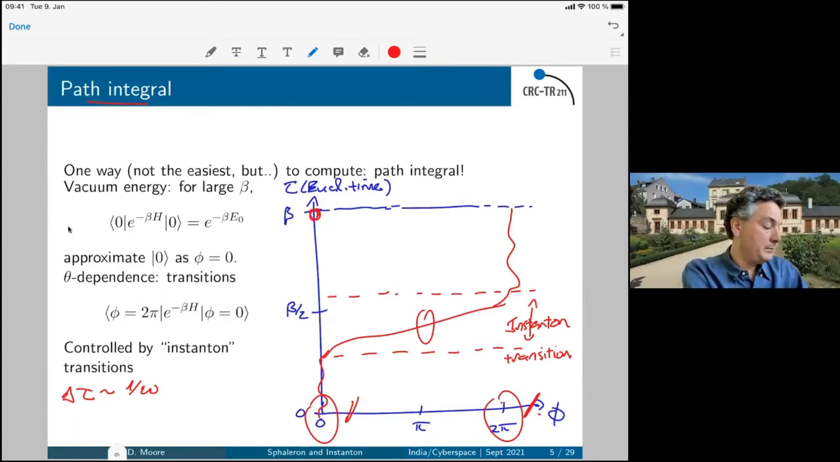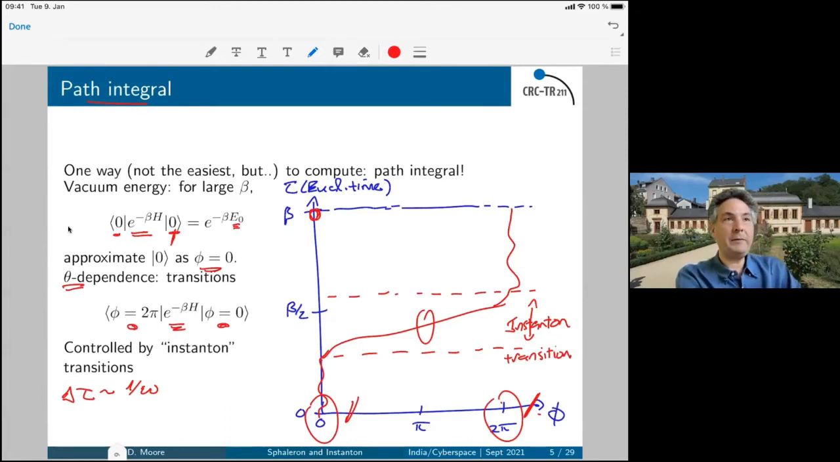And an easy way to estimate the effect on the vacuum energy is to find the vacuum to vacuum transition element with e to the minus beta H, which returns the vacuum energy. I can make a reasonable approximation for this by asking about the phi equals 0 to phi equals 0 or 2 pi transitions. The part that picks out the theta dependence is the transition in this path integral from starting at phi equals 0 to ending at phi equals 2 pi.